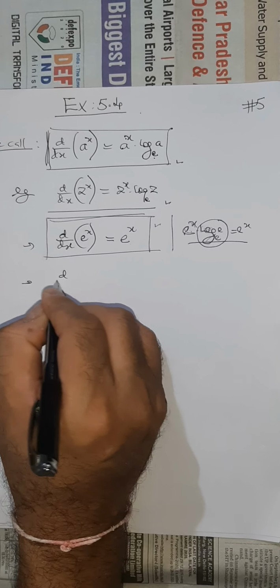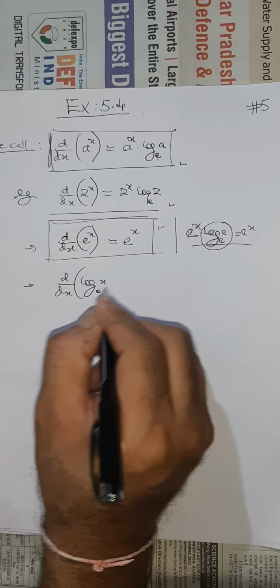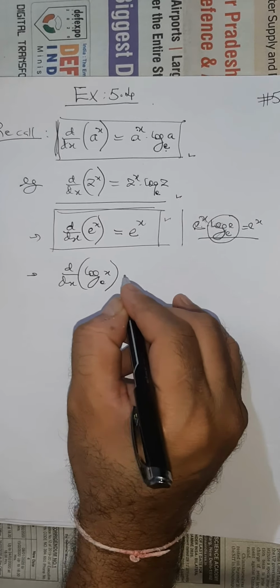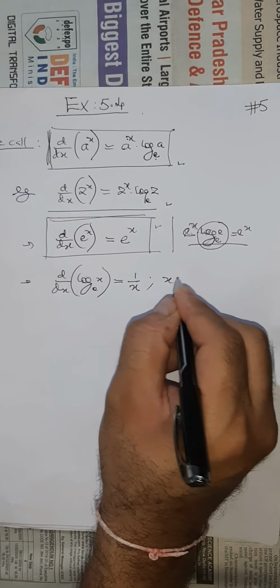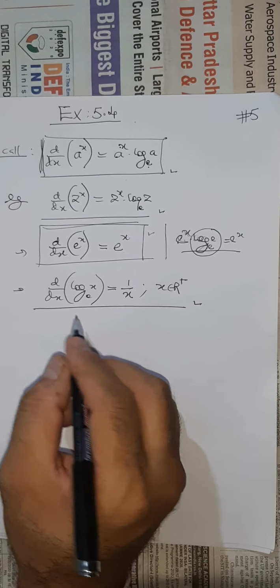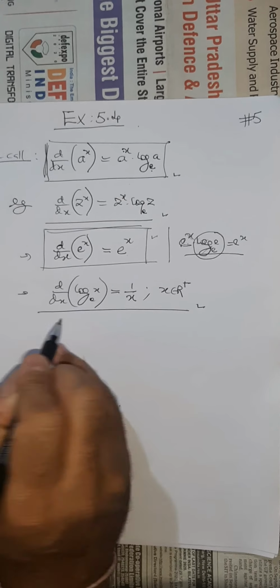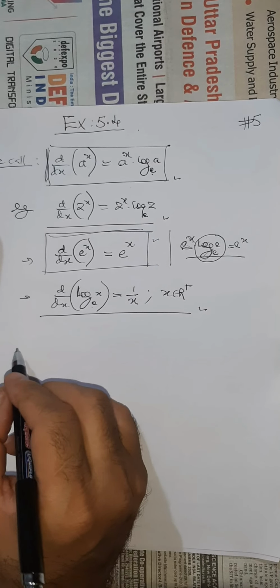And one more thing which we have noted, that is the derivative of log x to the base e. Remember, the base is always e when you differentiate it. Then it is 1 upon x. And here the domain of x is any positive real number. So the derivative of log x to the base e is 1 upon x.